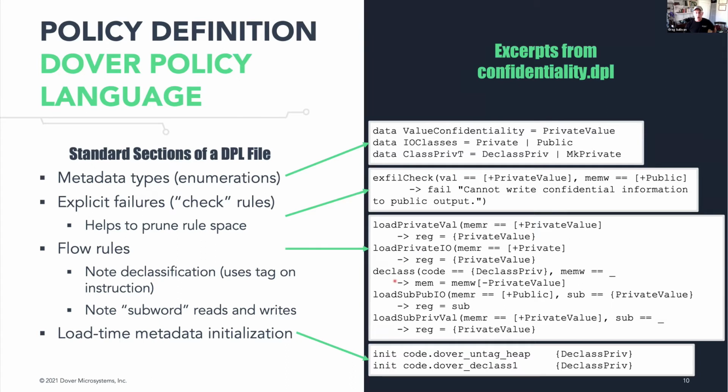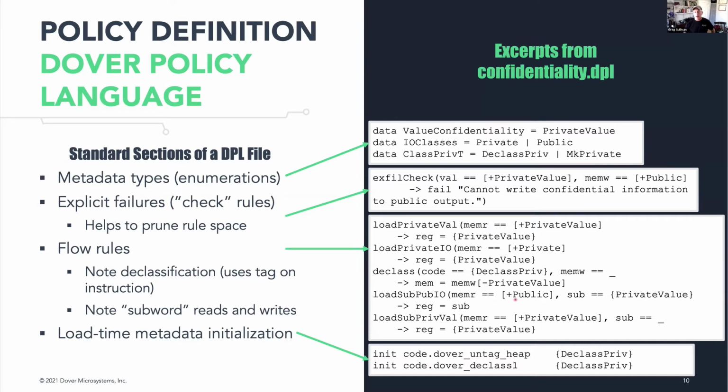And then there are the flow rules. I'll point out one that's a little subtle here. As I mentioned before, we tag at a 64-bit native word granularity. So what happens with this load sub pub.io? I know it's impossible to read in real time, but the slides will be available afterwards.